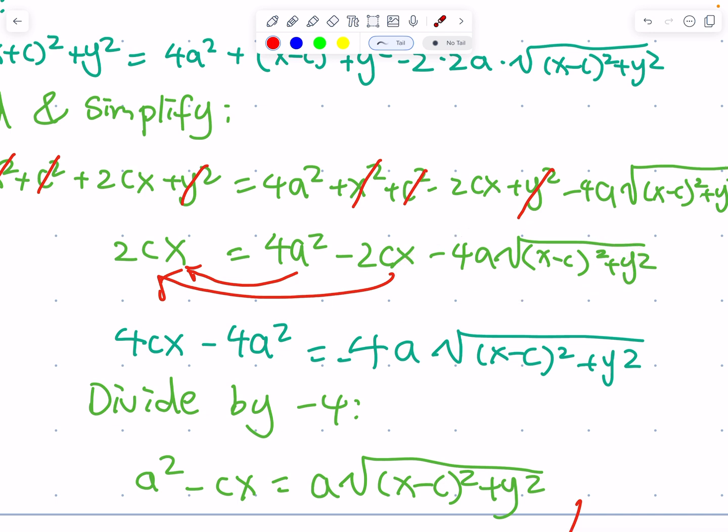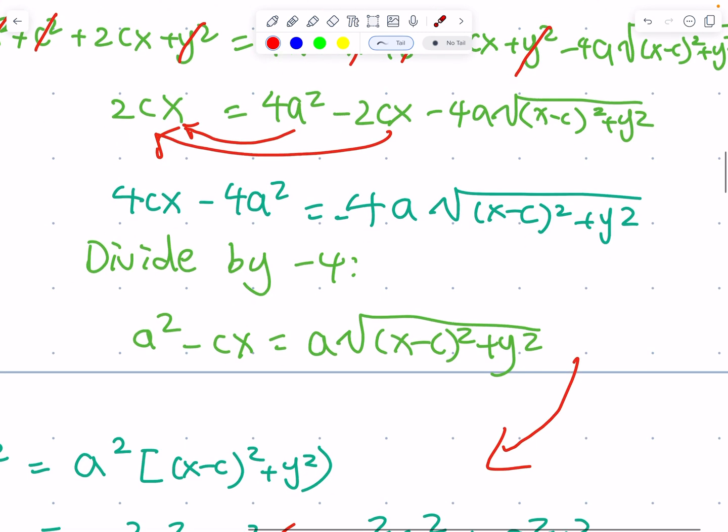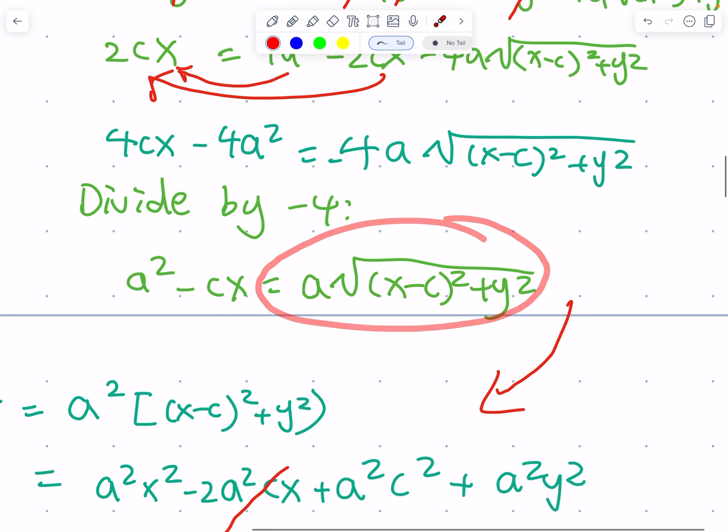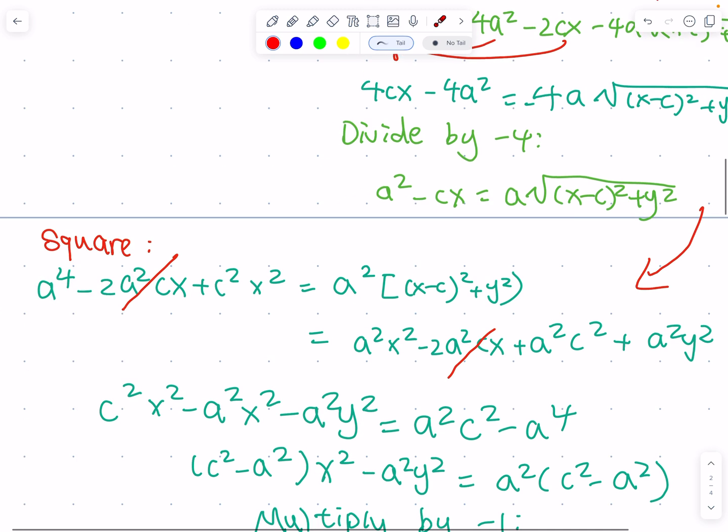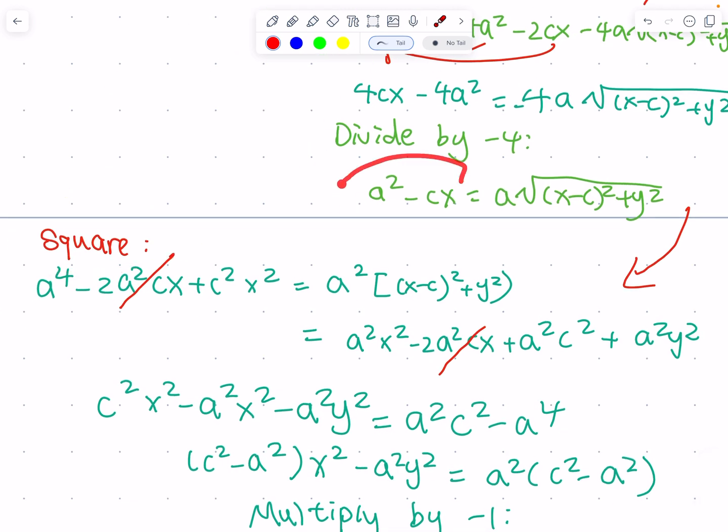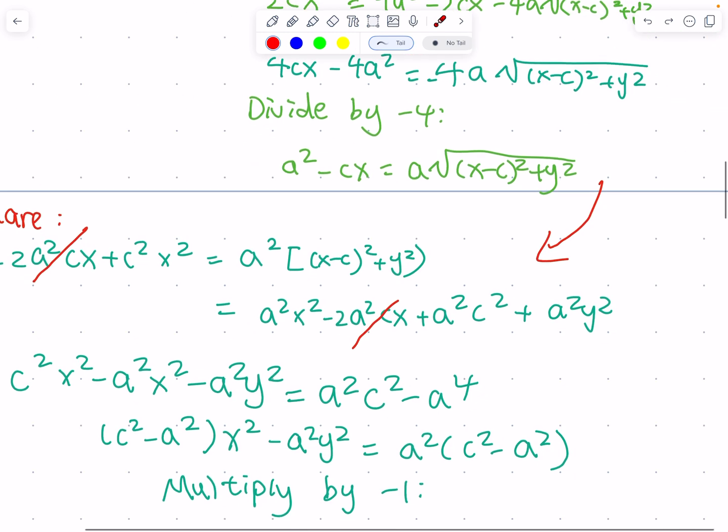That will give us 4cx equals 4a squared minus 4a square root of (x minus c) squared plus y squared. Now we divide by negative 4, so it's a squared minus cx, you see we switch the order, and that's equal to a square root of (x minus c) squared plus y squared. We can square this one more time. So a squared minus b squared is a squared plus b squared minus c squared. Then that would be this squared, and then this squared, and then this is minus 2ab, and this will just be this thing.